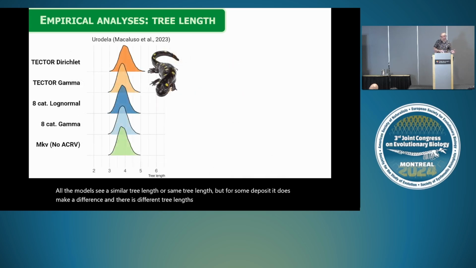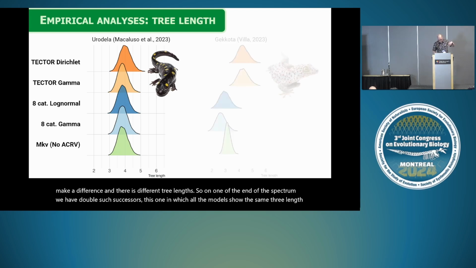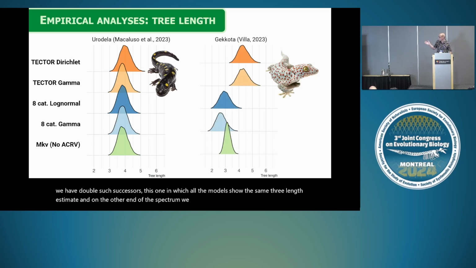So on one end of the spectrum, we have datasets such as this one, in which all the models show the same tree length estimate, and on the other end of the spectrum, we have datasets such as this one, in which models clearly estimate very different tree lengths, and we have reason to believe, thanks to the simulation studies, that the tector models are doing a better job in estimating the proper tree length.